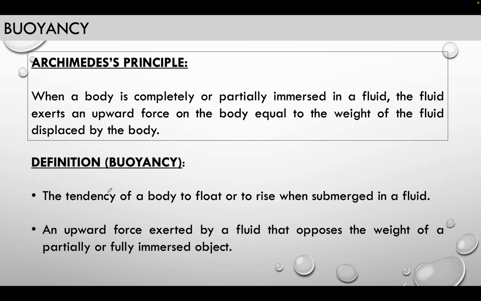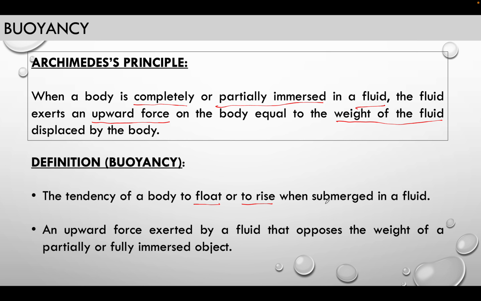Okay, so now let's proceed to the third topic, which is buoyancy. Now, according to Archimedes' principle, when a body is either completely or partially immersed in a fluid, the fluid exerts an upward force on the body equal to the weight of the fluid displaced by the body. Okay, so for the definition of buoyancy, buoyancy is the tendency of a body to float or to rise when it is submerged in a fluid.